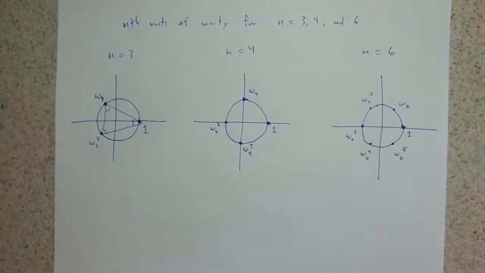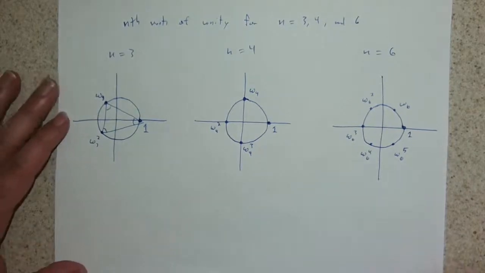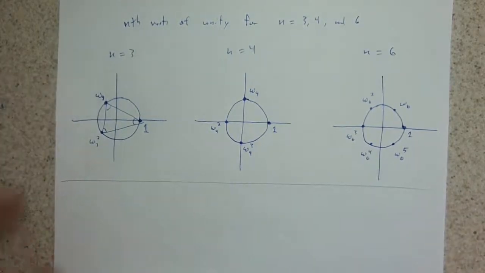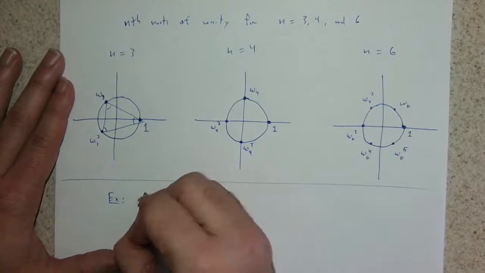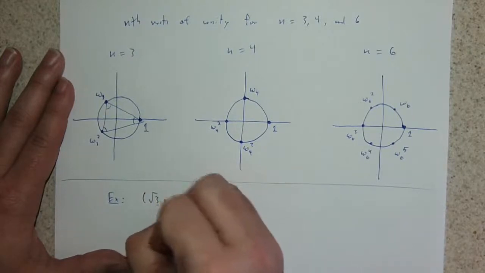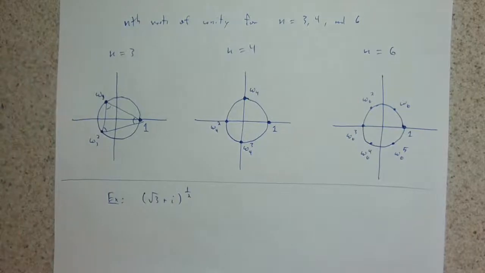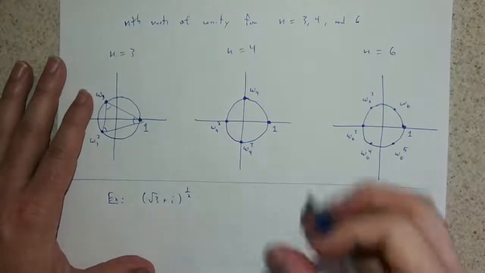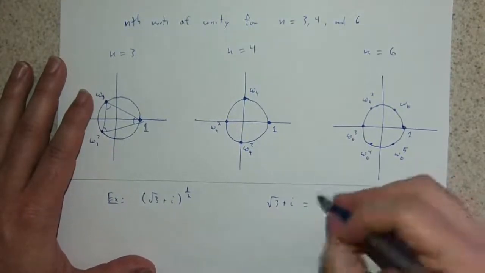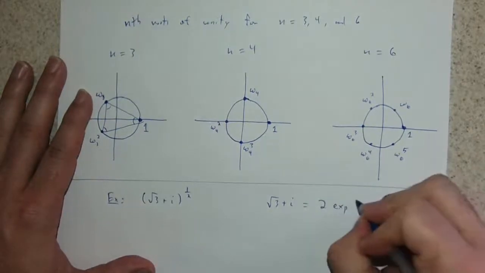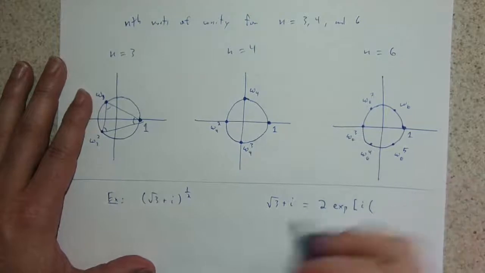One more example maybe before moving on to discussing regions, and then finally talking about functions of complex variables. So a quick computation of the square roots of the square root of 3 plus i. If I wanted to compute this, I first put it into exponential form. So root 3 plus i has modulus 2. So this is 2 times e to the i times, what is its argument?